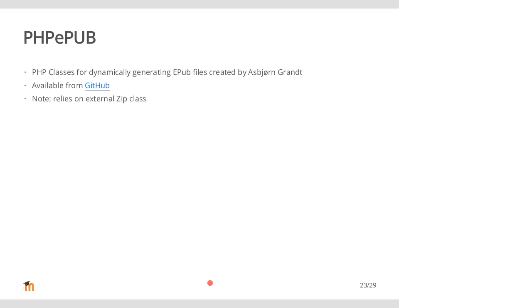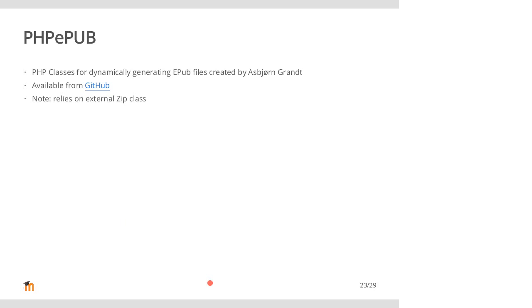So last thing, just before I go and we'll try the dreaded screen sharing again. The PHP EPUB classes. So these are a set of classes which allow you to basically generate EPUB files on the fly. They're available on GitHub. They're created by, I think he's Danish, Asbjørn Grund. Great set of classes, and they work pretty much out of the box.